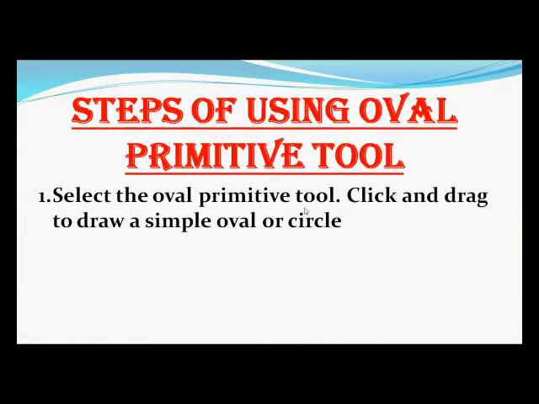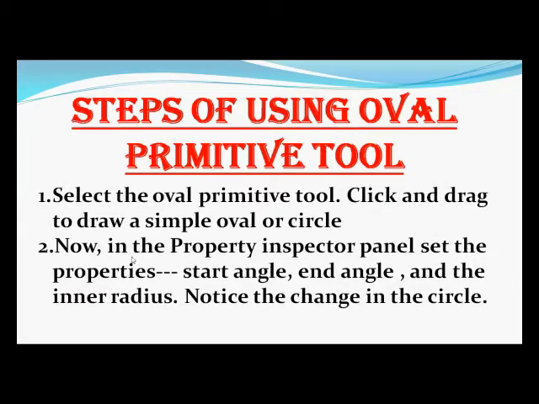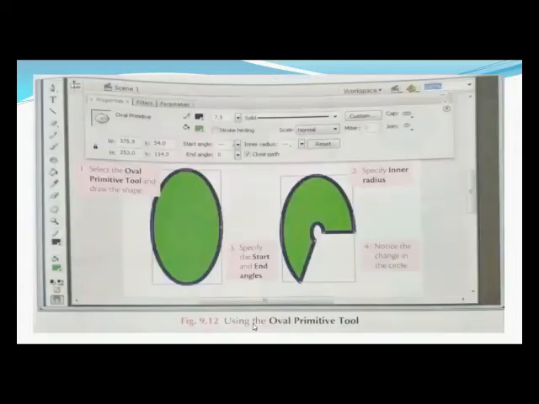Select the oval primitive tool, click and drag to draw a simple oval or a circle. Now in the property inspector panel, set the properties: start angle, end angle, and the inner radius. Notice the change in the circle. Now this is using the oval primitive tool.